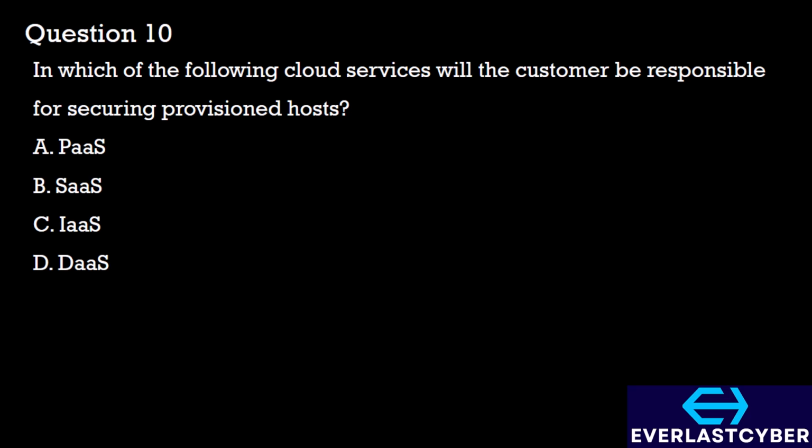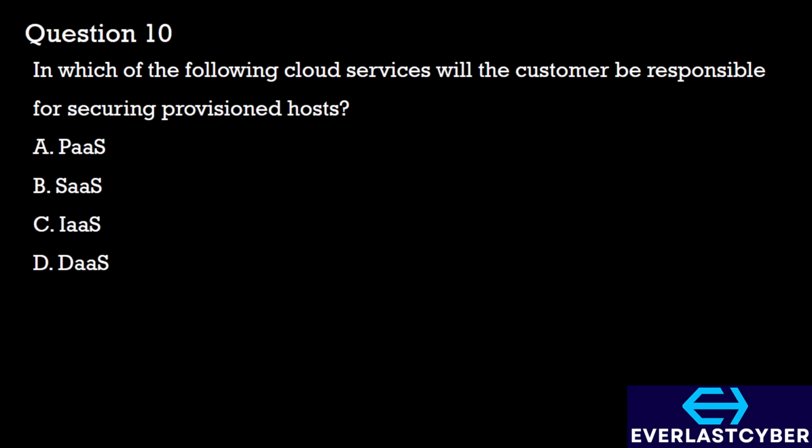SaaS, or Software as a Service. In this model, the cloud provider manages everything from the infrastructure to the platform, and the customer is only responsible for configuring the application to their needs and managing their user access. IaaS, or Infrastructure as a Service. In this, the cloud provider supplies the basic infrastructure components like the virtual machines, storage, and networking. The customer, however, is responsible for managing and securing the operating system, the applications, the data on the provisioned host, and so on.